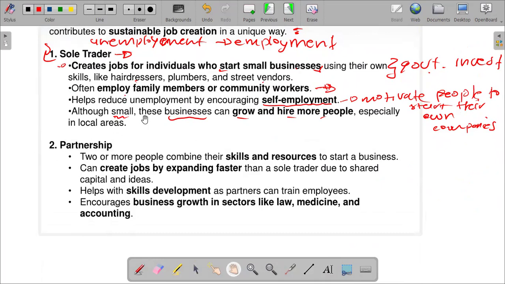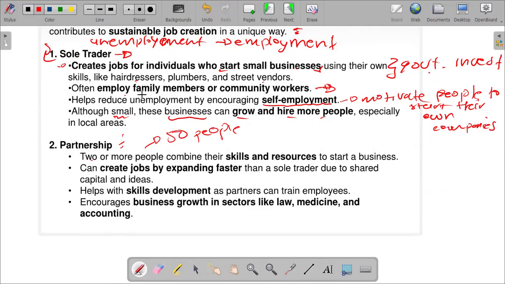So how can a partnership help in creating sustainable job creation? As it says here, in a partnership, two or more people combine their skills and resources to start a business. So basically, that's the whole definition of what a partnership is. So it's two or more people, up to 50 people or partners. Right? How can they create sustainable job creation? They can create jobs by expanding faster than a sole trader.